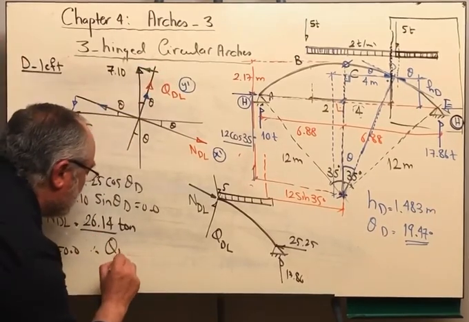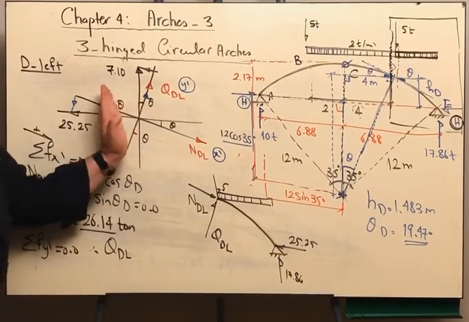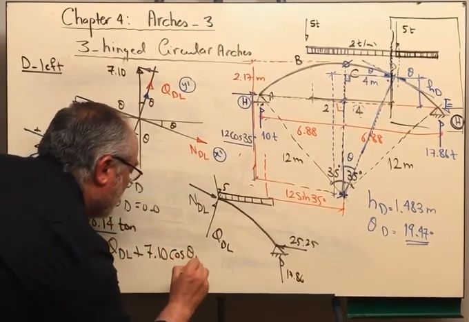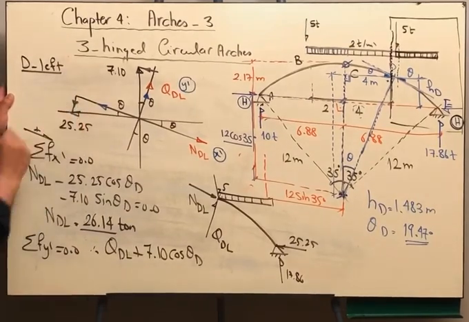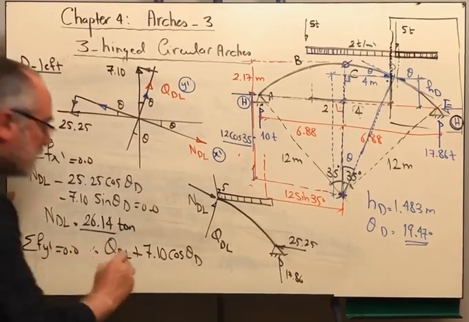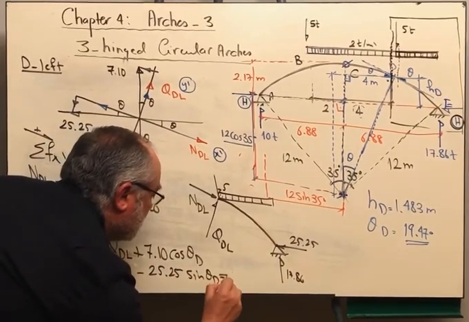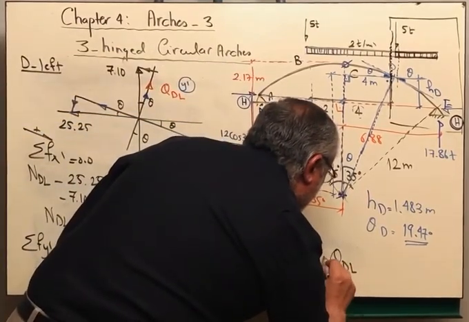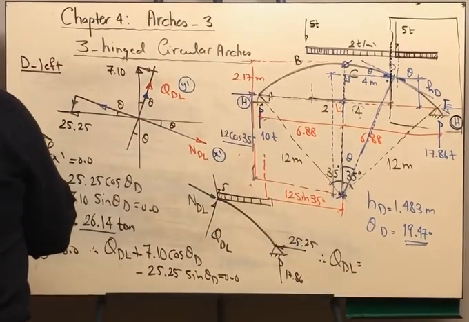We are having the shear at point D left plus the component of the 7.1. It will be cosine. This is plus 7.1 cosine theta D. And this component here of the 25.5 is against or is opposite to the positive direction. Then it is negative 25.25 sine theta D is equal to 0. From there, the shear at point D left will be equal to 1.82.